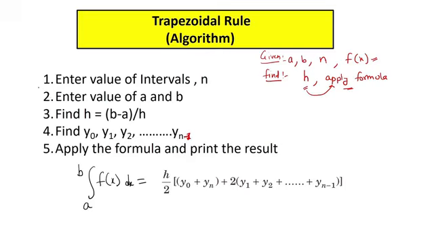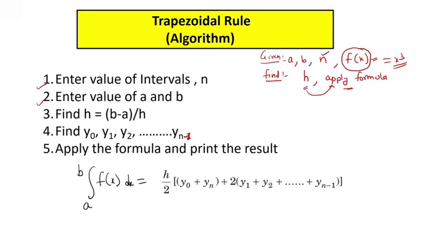Accordingly, we have to first ask the user for the value of n, and the values of a and b, that is the upper and the lower limit. Now we have taken this function directly in our program. For example, if this function is x cube, then we will directly write this function in our C program.